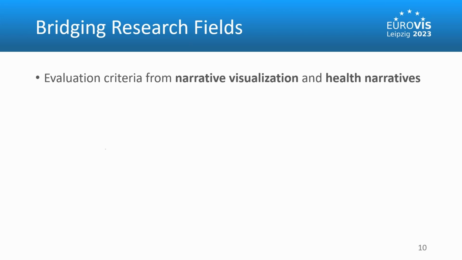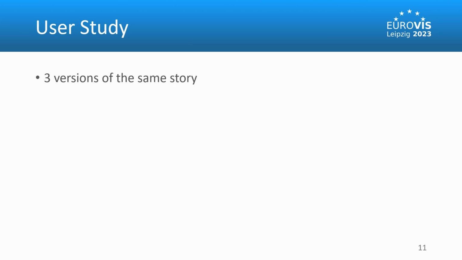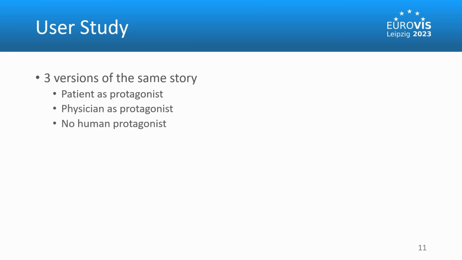This includes user engagement, the emotional response to the presented information, self-referencing and identification of users with the story, the perceived credibility of the story, and its perceived length. We conducted a user study for which we created 3 versions of the same story about cerebral small vessel disease, with a patient as protagonist, a physician as protagonist, and no human protagonist.